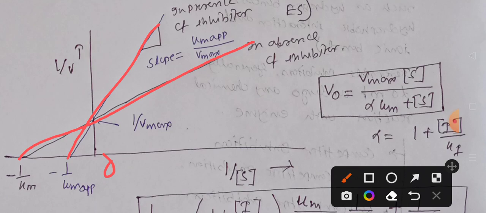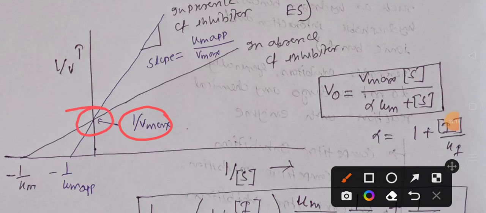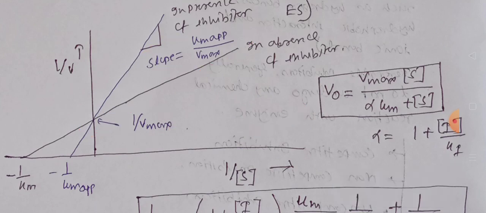And here you can see that the y-axis intercept, which is 1/Vmax, is the same for both cases, right? Because what I have told you is that Vmax is going to be unchanged, and that is the indication of it. And the slope will be Km/Vmax. So I hope you can understand the concept of competitive inhibition.